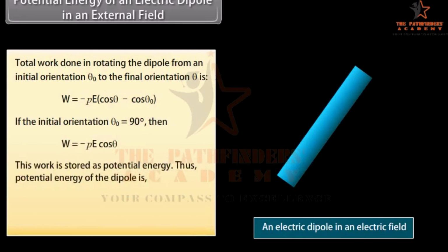This work is stored as potential energy. Thus, the potential energy of the dipole is U equals minus pE cos theta, which can be written as minus p dot E.